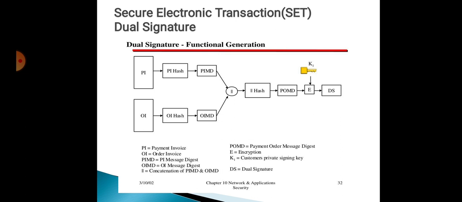Dual signature verification by merchant. The merchant has the public key of the customer obtained from the customer certificate. The merchant can compute two values that should be equal. Dual signature verification by bank. The bank is in possession of the dual signature, PI, the message digest for OI, and the customer public key. Then the bank can compute the following.